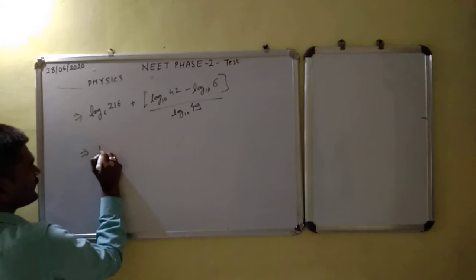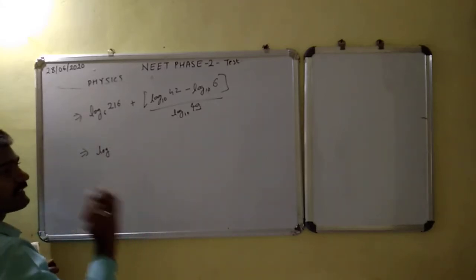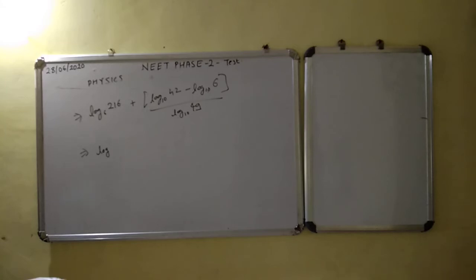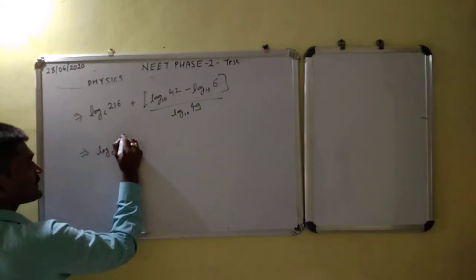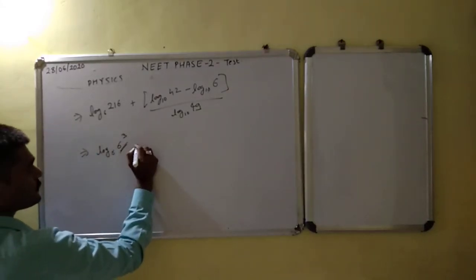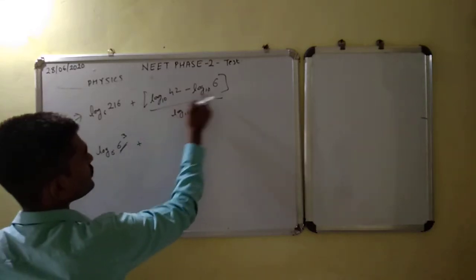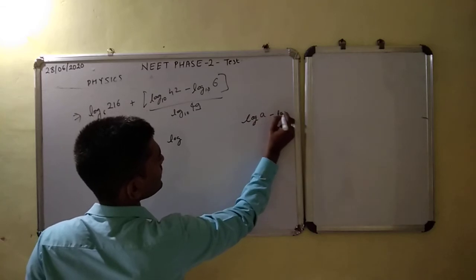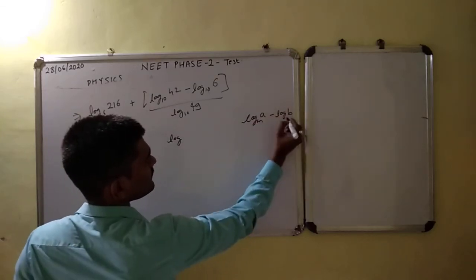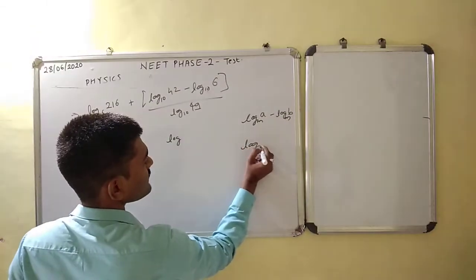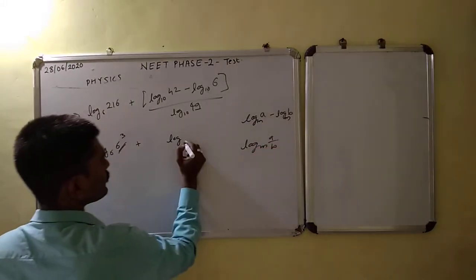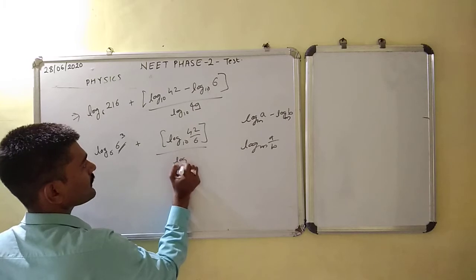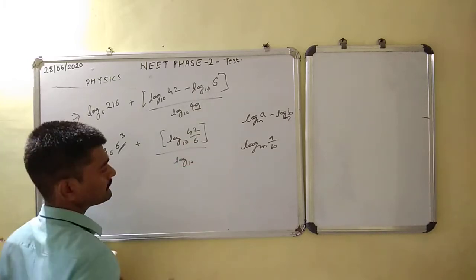216 is actually, if you think, 6 sixes are 36, 36 sixes are 216. So what is the answer? Log 216 is nothing but log of 6 cube. Okay, 216 is 6 cube. Now these two terms have the same base, so we have the formula log A minus log B with the same base, which we can directly write as log to the base m of A by B. Similarly, log to the base 10 of 42 by 6. Similarly, log to the base 10 of 49. What can I write for 49?